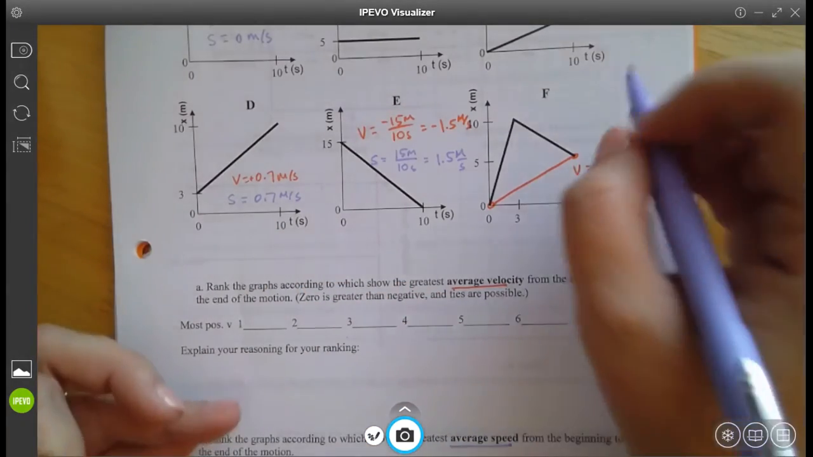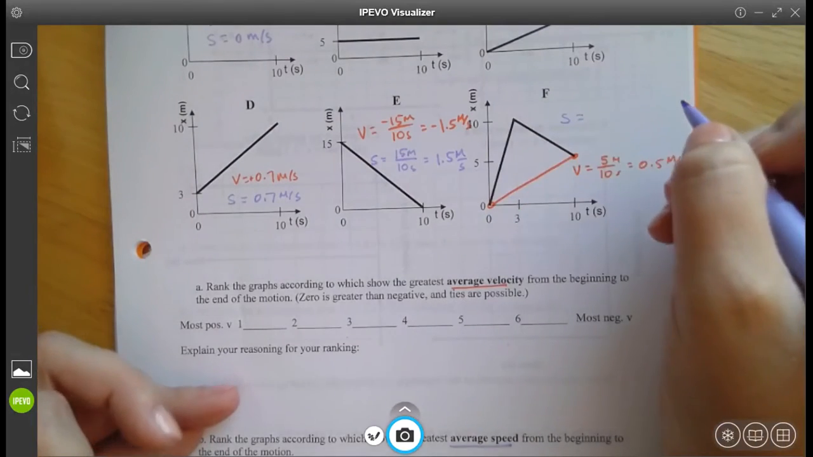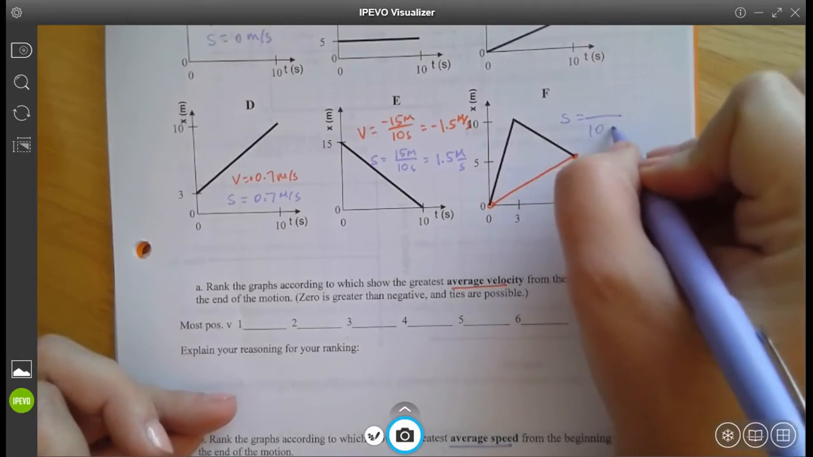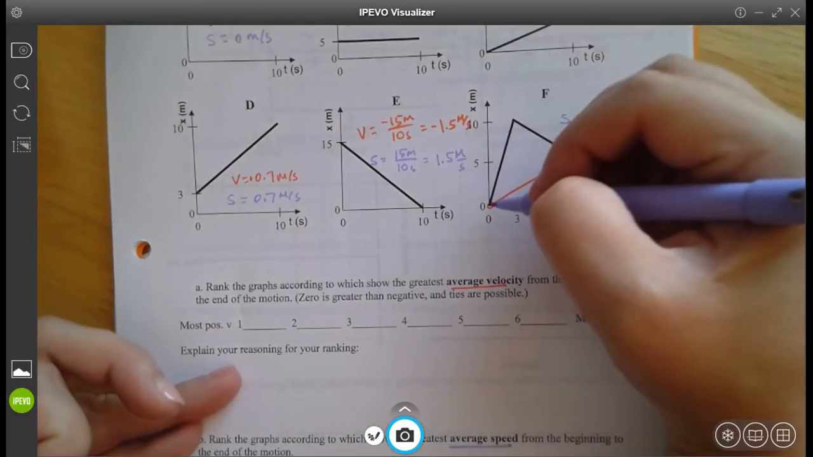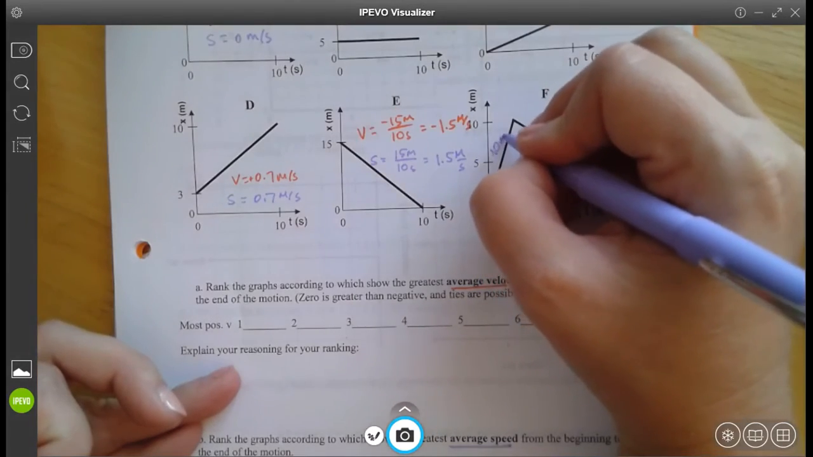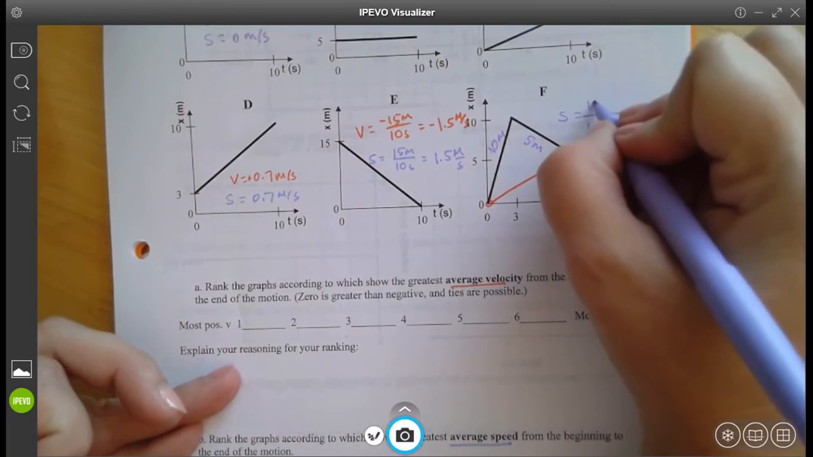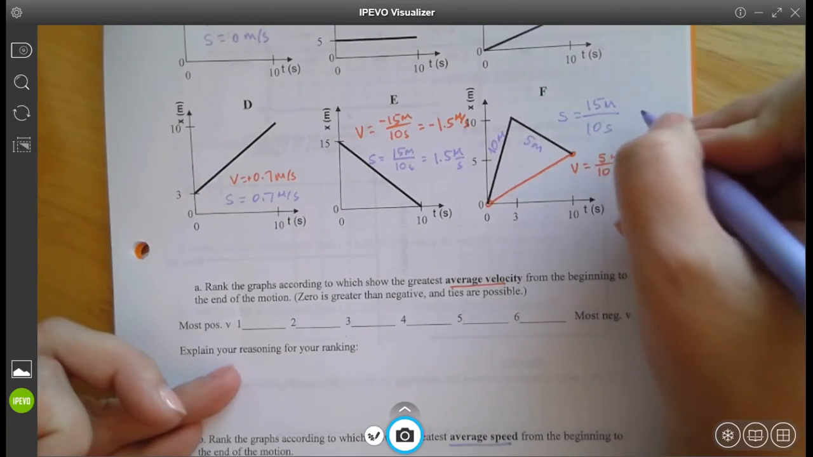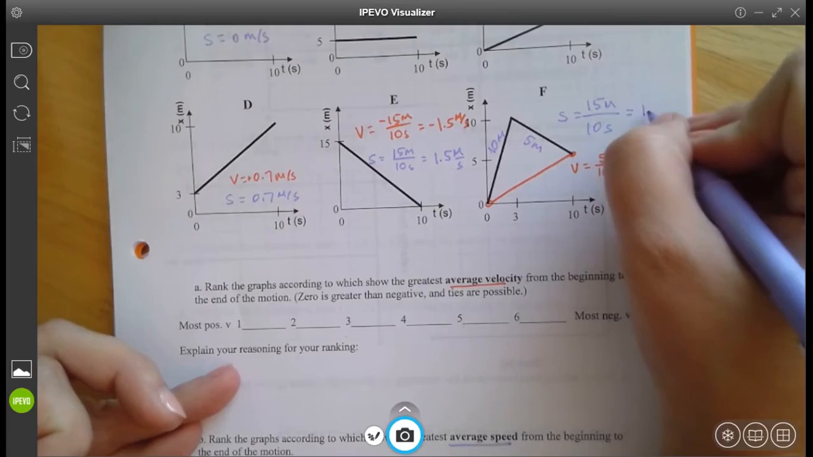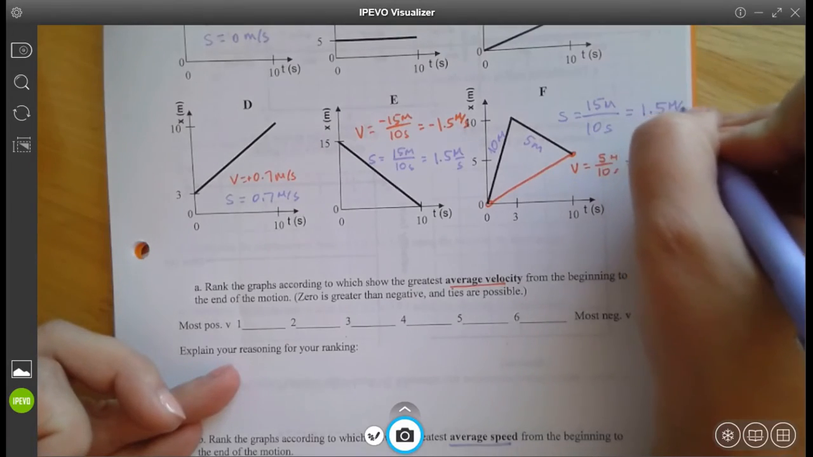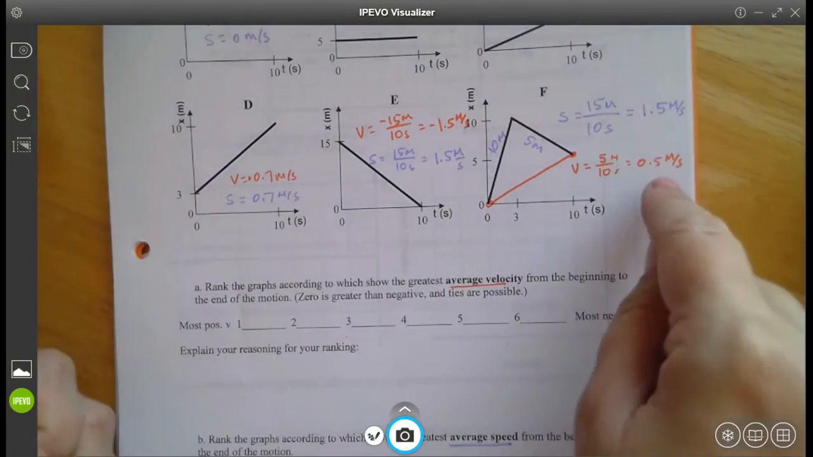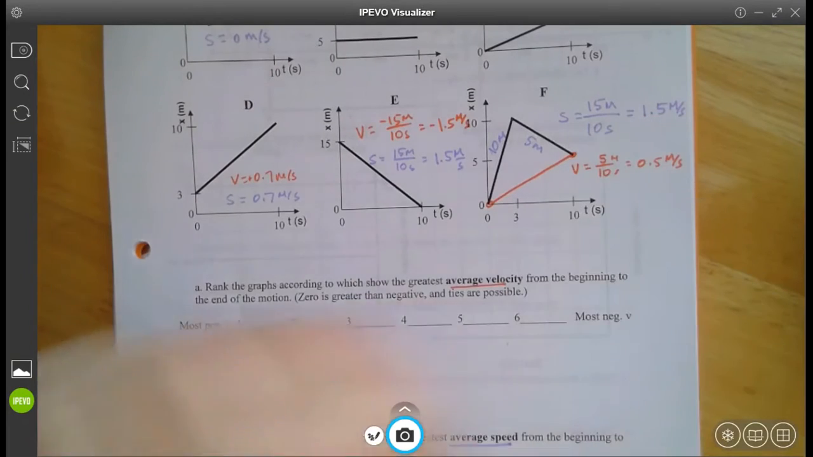Now, our speed is going to be our total distance traveled divided by the time. The time doesn't change, it's still 10 seconds. But the first leg here is 10 meters, and the second leg is another 5 meters. So here, for speed, our object has traveled 15 meters in 10 seconds. So this should be 1.5 meters per second. So these two are very, very different values.